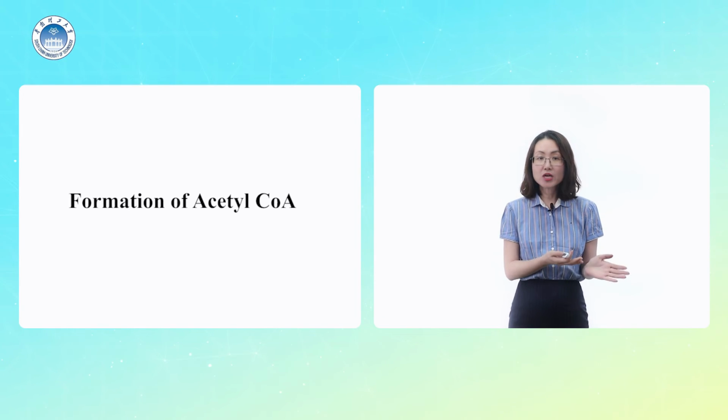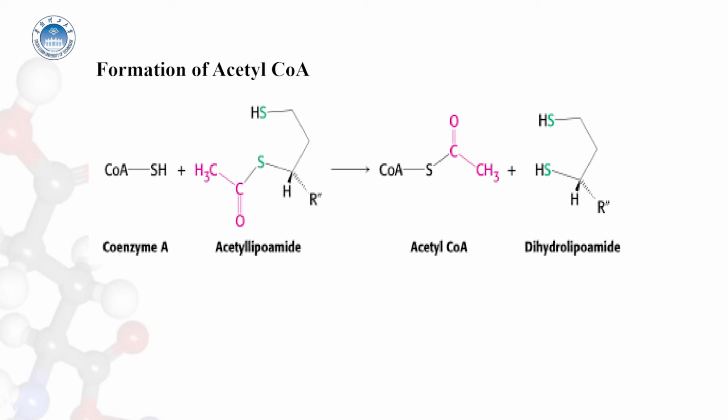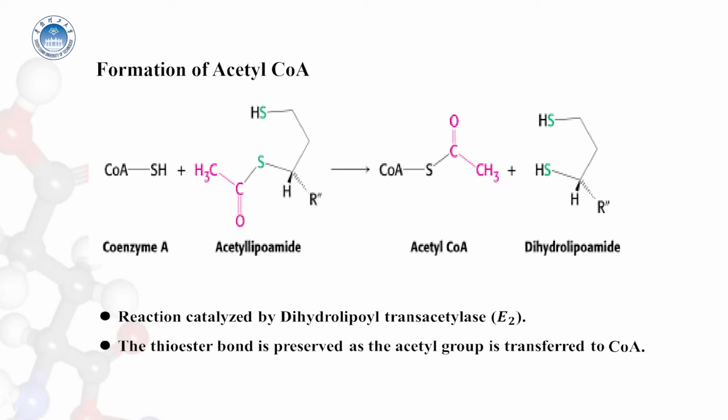So let's go to the formation of acetyl-CoA. After oxidation, the acetyl group is transferred from acetyllipoamide to CoA to form acetyl-CoA. This reaction is catalyzed by dihydrolipoyl transacetylase, short for E2. Note that the thioester bond, which is energy-rich, is preserved as the acetyl group is transferred.